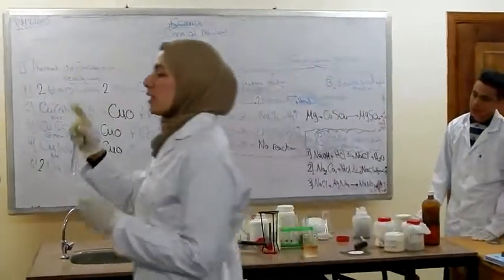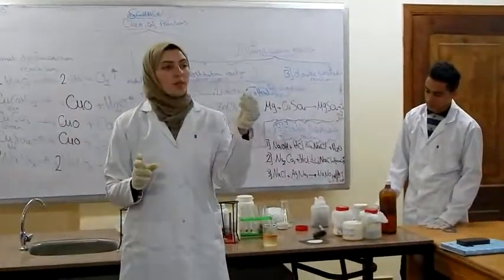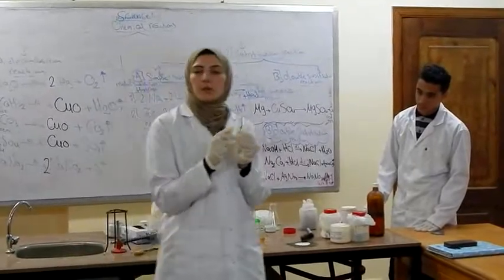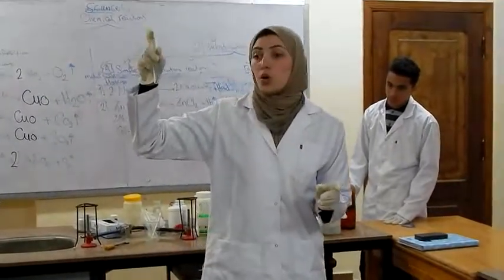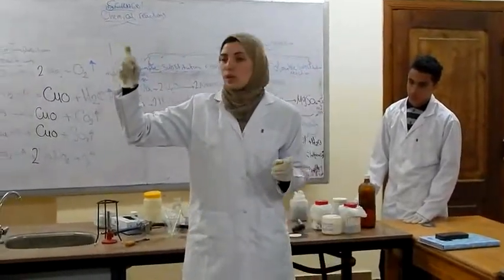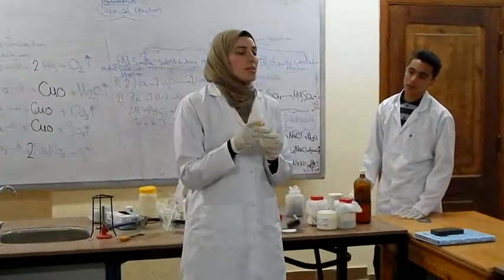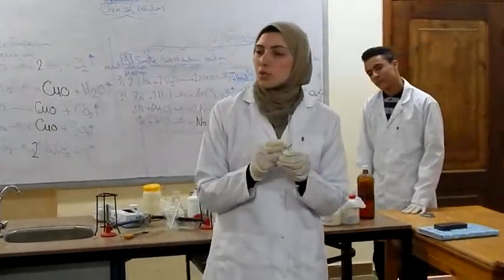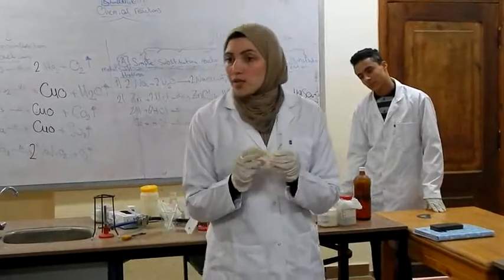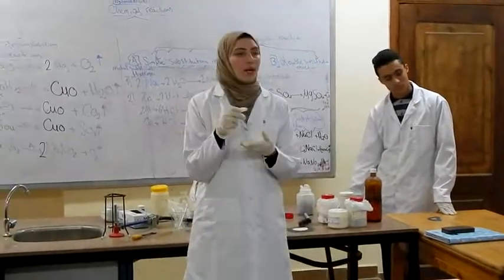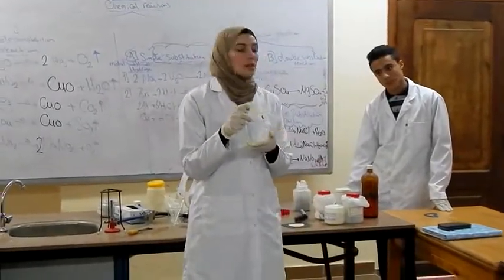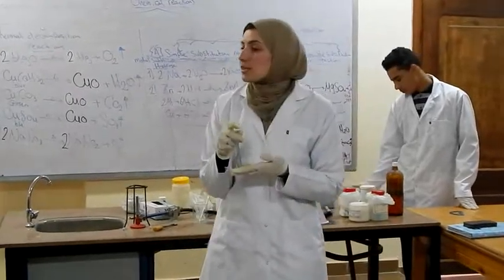At the end of this reaction, what is the color of the precipitation? Magnesium substitutes copper, right? So copper precipitate is formed. What is the color of copper precipitate? Red. The color of copper precipitate is red.